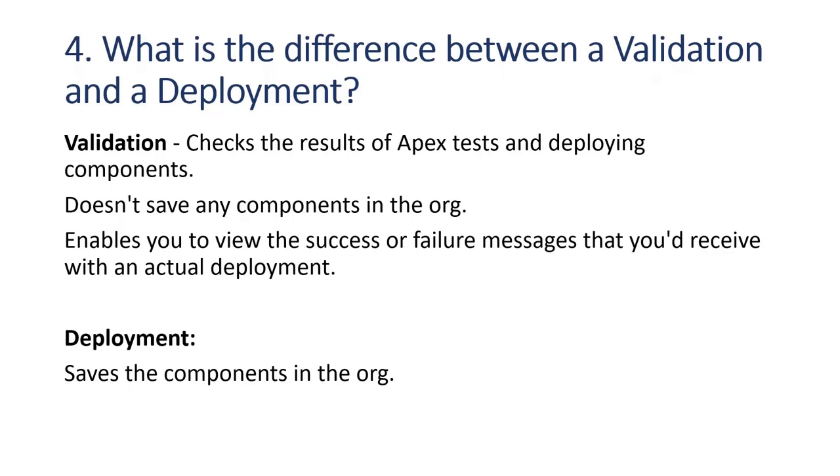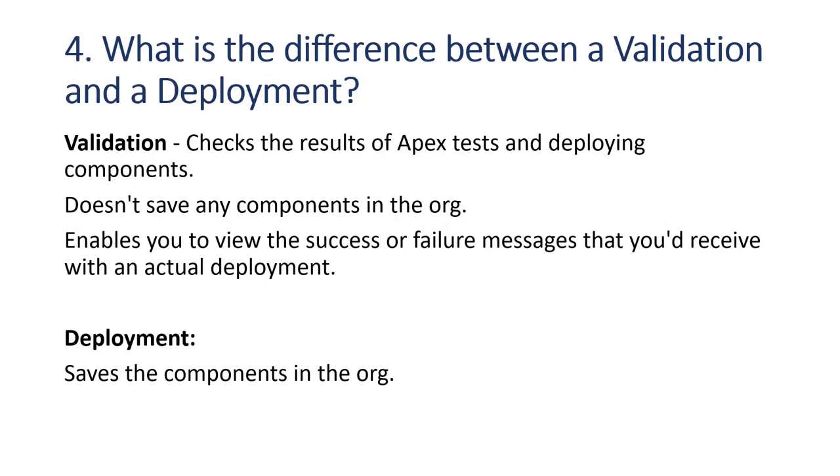What is the difference between a validation and a deployment? So basically, validation is the pre-step that we do before deploying our changes to the target org. In validation we check the results of Apex tests and deploying components. Validation doesn't save any components in the org and enables you to view the success and failure messages that you would receive with an actual deployment. So basically it is a pre-step. We validate our configured metadata changes that we want to deploy into the target org before deployment.